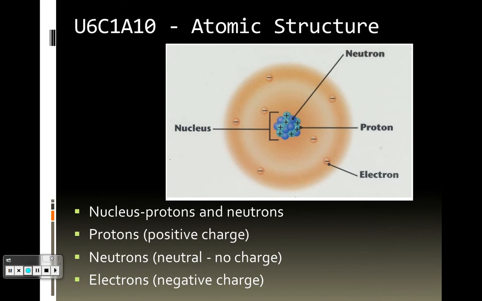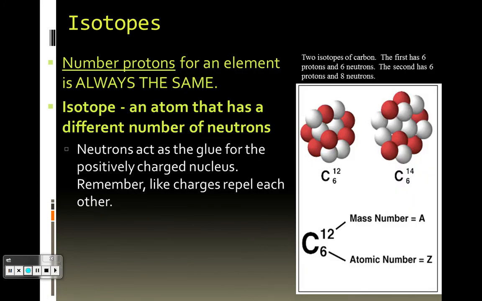The next thing, which is probably the hardest thing to understand and figure out, is the number of neutrons. Again, the neutrons act just to glue that nucleus together. So protons will always be the same. Electrons can sometimes gain or lose. Neutrons don't have to be the same. Different atoms of one type can have different numbers of neutrons. What you call that is an isotope. So an isotope is an atom that has a different number of neutrons.